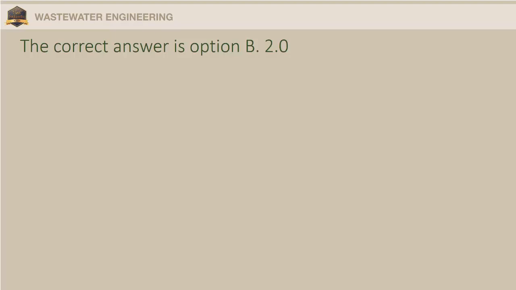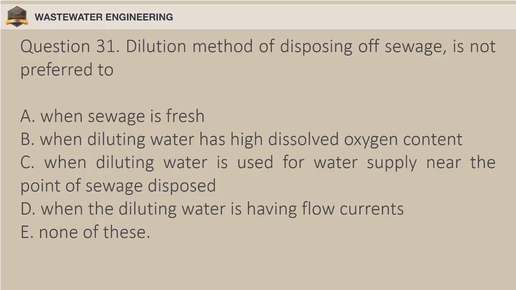Question 31. Dilution method of disposing of sewage is not preferred A. When sewage is fresh. B. When diluting water has high dissolved oxygen content. C. When diluting water is used for water supply near the point of sewage disposal. D. When the diluting water is having flow currents. E. None of these.